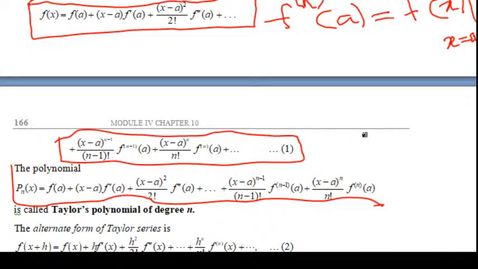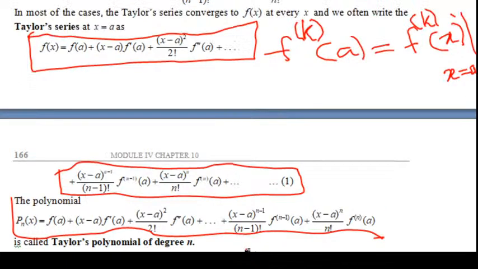So by looking at the right hand side of this representation, you can see that on simplification and expansion, the right hand side gives us a polynomial of degree n in the variable x. That polynomial is called the Taylor polynomial of degree n. What is the difference between Taylor series and Taylor polynomial? Taylor series is an expansion in the form of a series, and if we take only the first n plus 1 terms, then it becomes a polynomial, and that polynomial is called the Taylor polynomial.